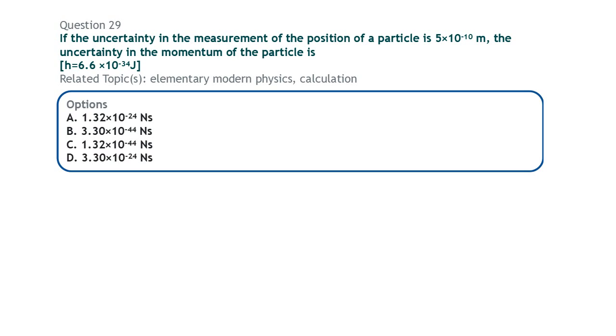Next, on modern physics, if the uncertainty in the measurement of the position of a particle is 5 times 10 raised to the power minus 10, the uncertainty in the momentum of the particle is, so I am required to calculate the uncertainty in the momentum of the particle, and we are given the Planck's constant here as 6.6 times 10 raised to the power minus 34 joules.